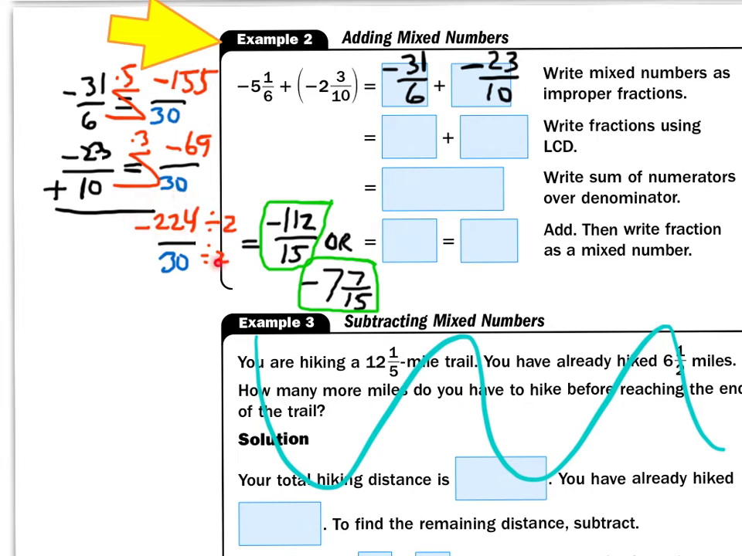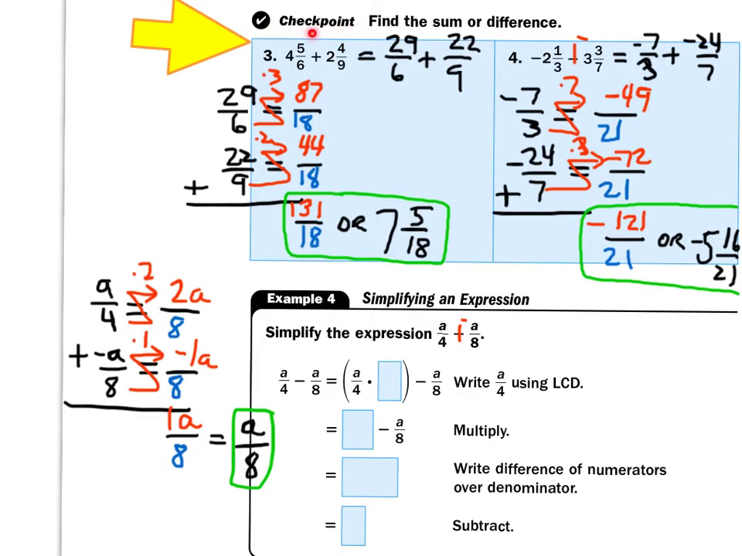Well, I know I can reduce. They're both even, so I divide by 2, and I get negative 112 over 15, or we could write it as a mixed number, negative 7 and 7/15. Okay, so remember, you try the checkpoint before you listen to me explain it.